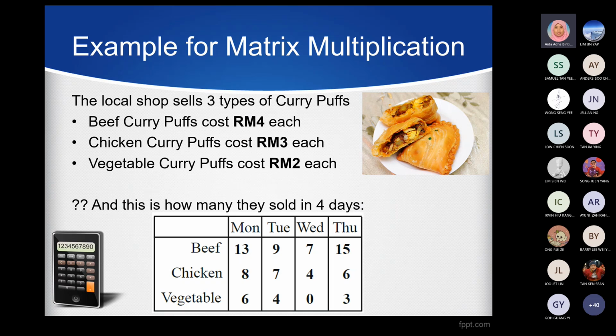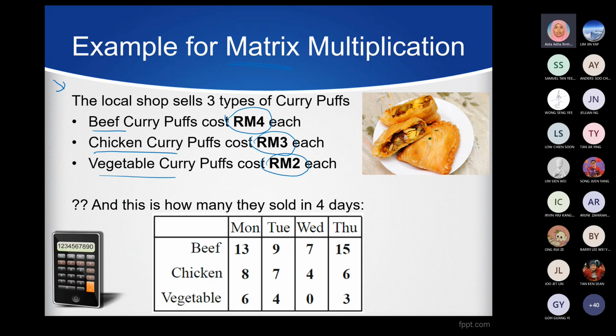So next, this is an example that you can use. Basically, you can imagine how we can put a real problem in a system of linear equations, and after that we put it in a matrix and solve it. One local shop sells curry puffs, 3 types. The beef curry puff is RM4 each, the chicken curry puff is RM3, and the vegetable curry puff is RM2 each. So this is the table.